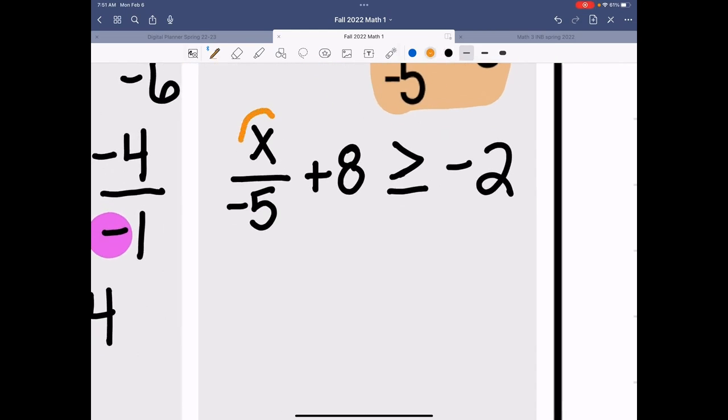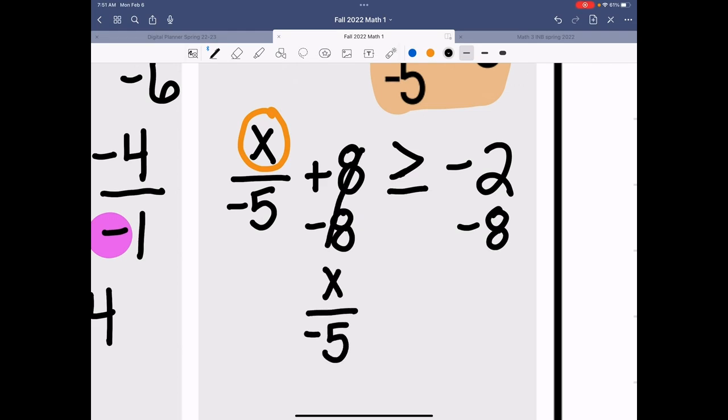All right, so we're solving for x. So I'm going to subtract 8. So I have x divided by -5 is greater than or equal to -10.